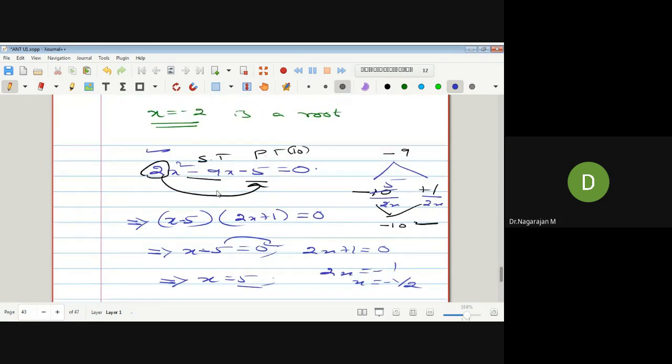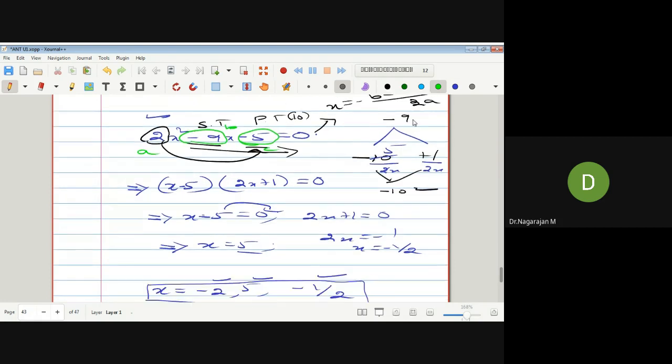Suppose the roots are not clear in the quadratic form, then after this step you can use the formula method. Using the formula method means x equal to minus b plus or minus root of b squared minus 4ac, divided by 2a. Then what is the a value, the b value, the c value? This is called a, minus 9 is called b, and minus 5 is called c. Apply and simplify, and maybe you get the same result using the formula method also.